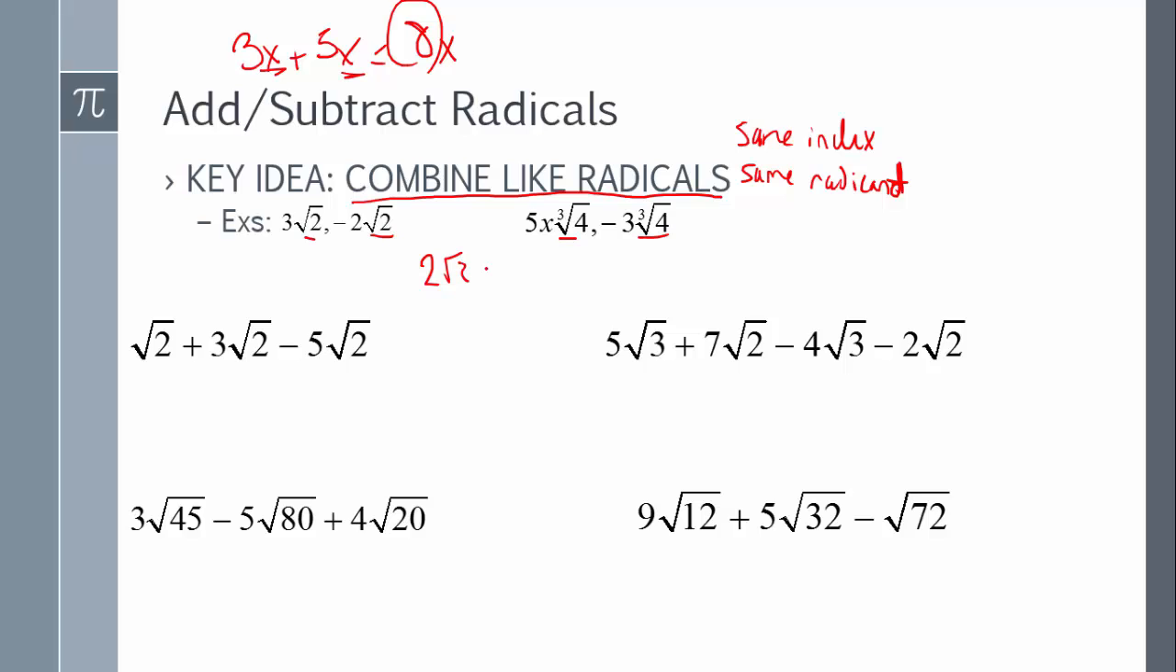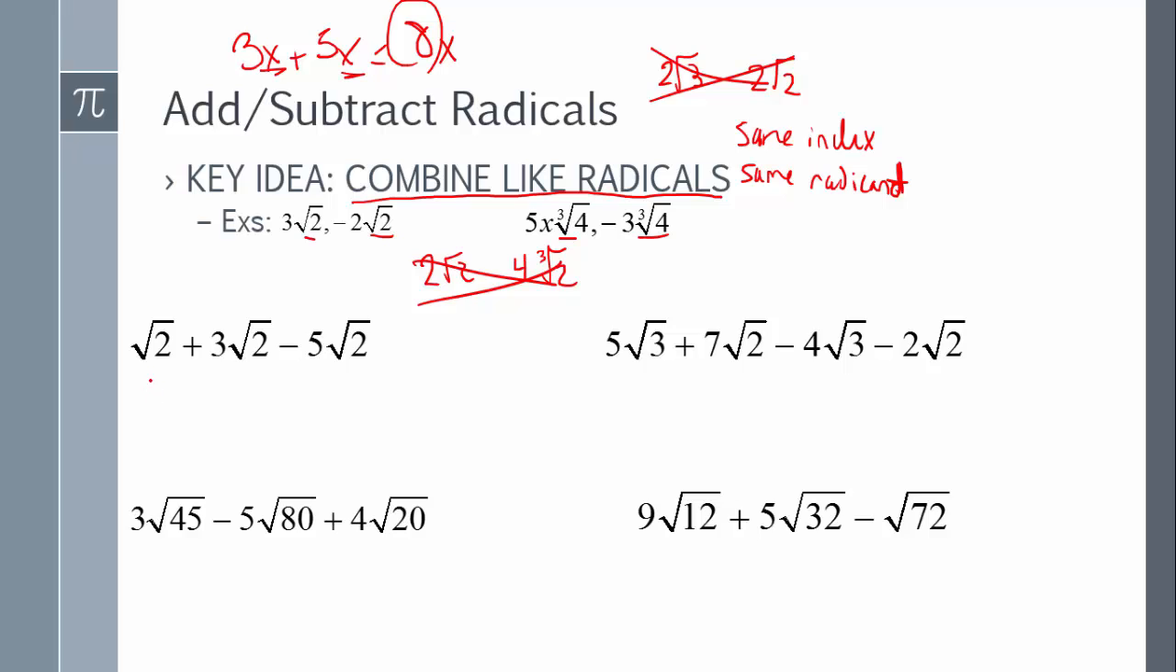The 2 root 2 and 4 cube root 2 are not like radicals because one's a square root and one's a cube root. Be very careful about that, okay? 2 root 3 and 2 root 2 are also not like radicals because even though they have 2's in front, they don't have the same number inside. All right? So when we combine like radicals, all that means is we add the outside numbers together.